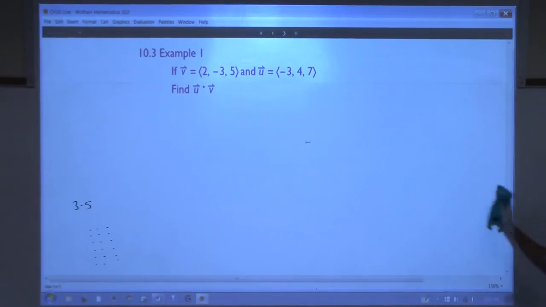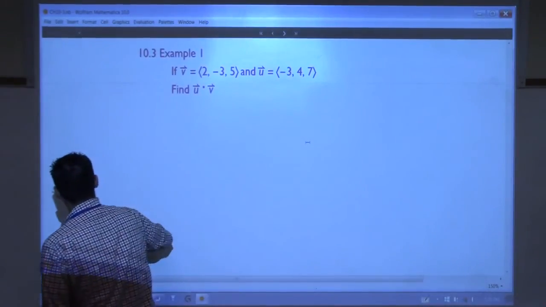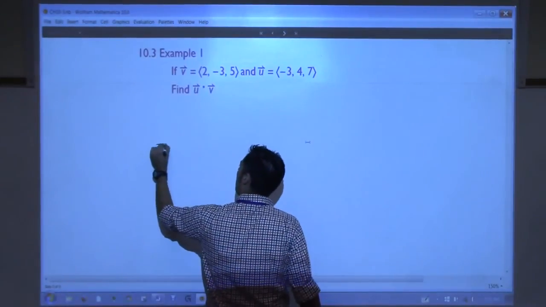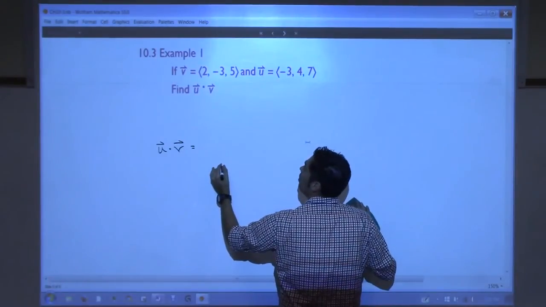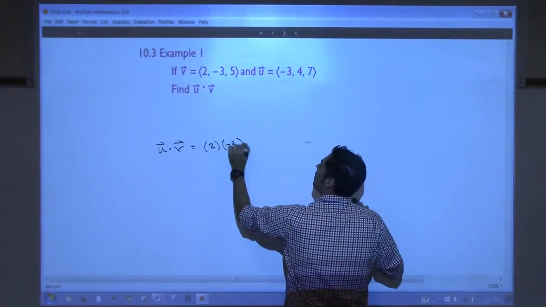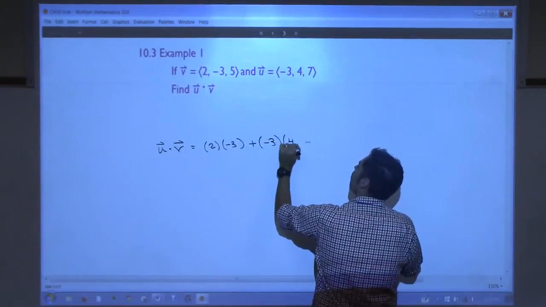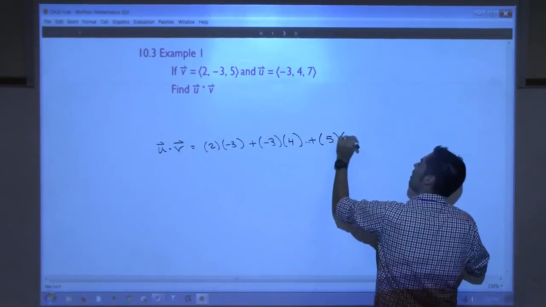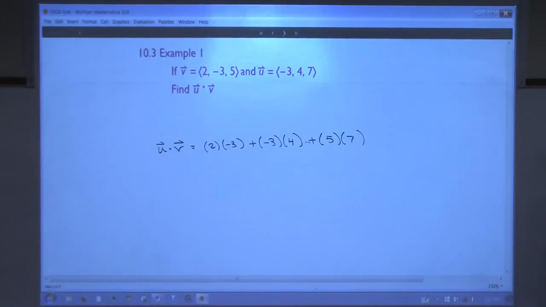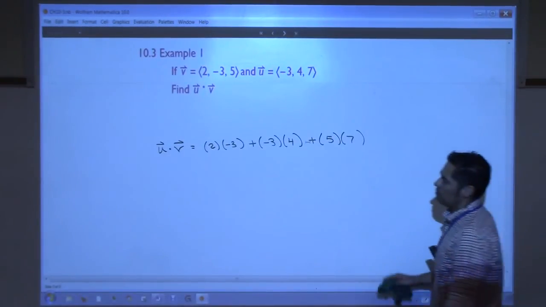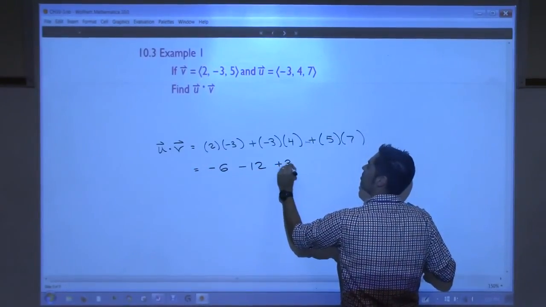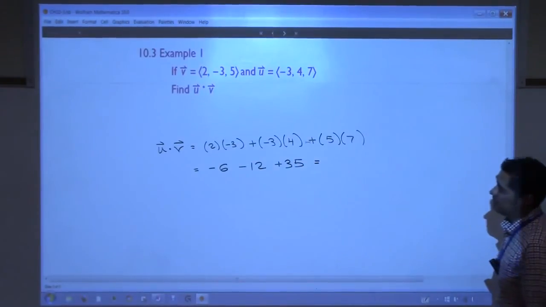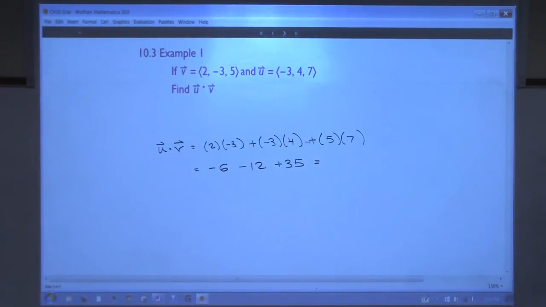So a quick example. What's u dot v here? I'll do this once, long notation. 2 times -3 plus -3 times 4 plus 5 times 7, right? That's what I'm doing. So -6 minus 12 plus 35, which is 17?